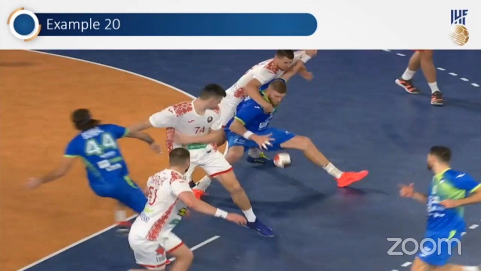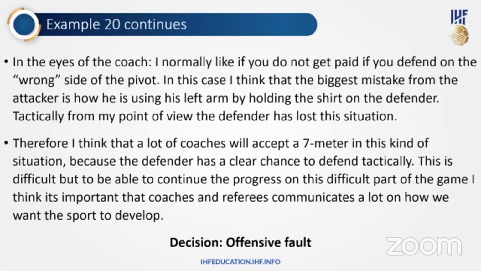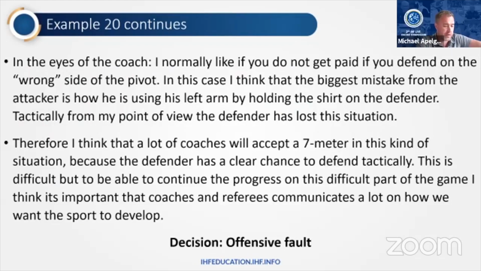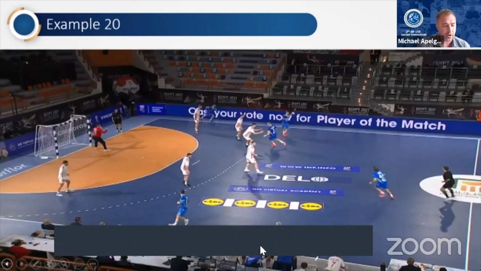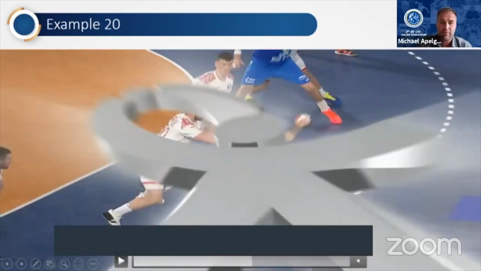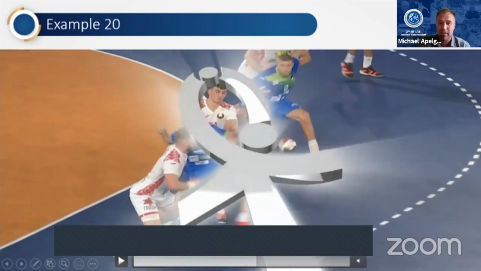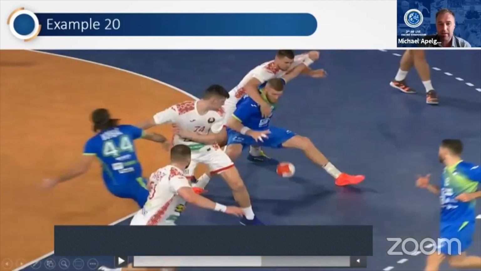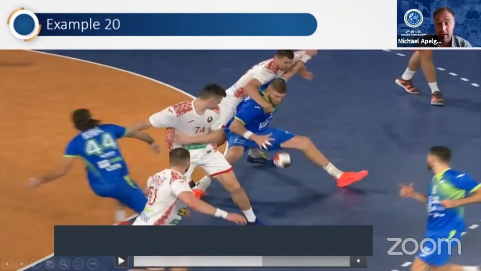Then, Michael, you can come with your analysis of this situation, which you can also see on the screen. It's a very complex situation, because I understand it's an offensive fault just because of the mistake, what he's doing with his arm, that he's pulling the shirt. But if you take that away in the example, I think a lot of coaches also, we don't want the teams who play tactically bad to get paid. And in this situation, Slovenia is playing very smart.